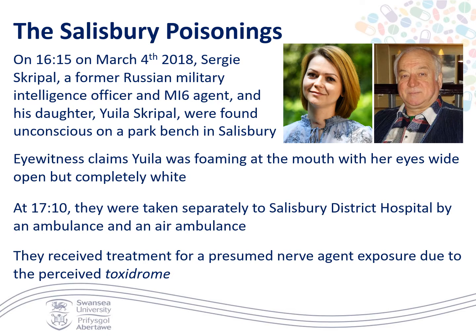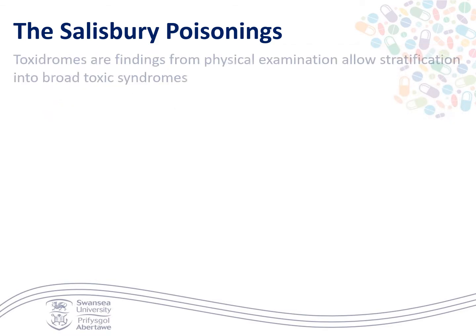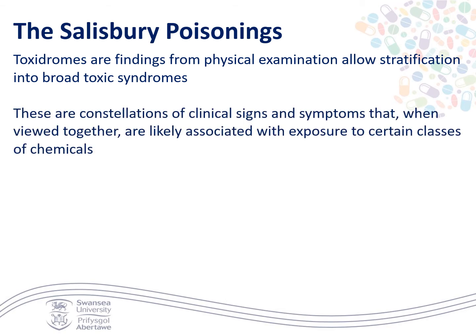Now, toxidromes are something that we're going to look at in much more detail in the clinical toxicology lectures of this module, but briefly, a toxidrome is the physical examination of a patient allowing for stratification into broad toxic syndromes. So it's a collection of physical symptoms that we can see in patients that indicate potential poisoning events. So it is a toxic syndrome, a toxidrome. And these, as I say, are a collection of signs and symptoms when viewed together that help us try and figure out a certain class of chemicals that may be responsible for the poisoning event.